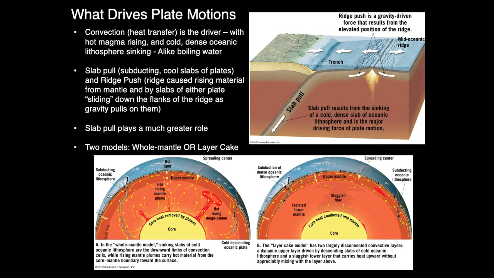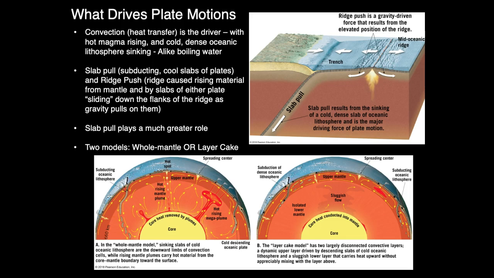So there are two mechanisms that allow for this to happen. The first one is the slab pull, which occurs when the subducting cool slabs of plates in a convergent plate boundary are being pulled downwards into the mantle by gravity and their dense nature, right? And the second mechanism is ridge push, which happens when an elevated surface that causes a ridge is caused by the rising material from the mantle at a divergent plate boundary.